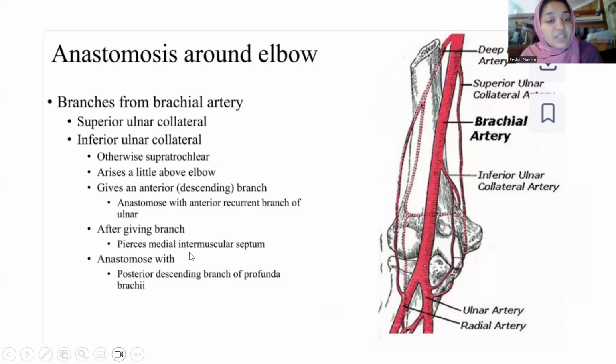artery. After giving this branch, it pierces the medial intramuscular septum and anastomoses with posterior descending branch of profunda brachii, right? So this was your posterior descending branch of profunda brachii, which is dotted here. Okay, so when this inferior ulnar collateral artery goes behind the elbow, it anastomoses with the posterior descending branch of profunda brachii. Okay, so the inferior ulnar collateral artery gives an anterior descending branch, and that's anastomosing with the recurrent ulnar artery, right? And posterior to the elbow, the inferior ulnar collateral artery and the posterior descending branch of profunda brachii artery go behind and anastomose with each other.